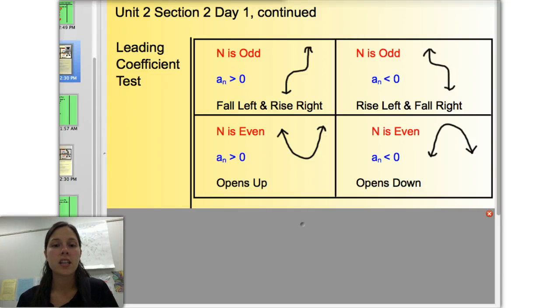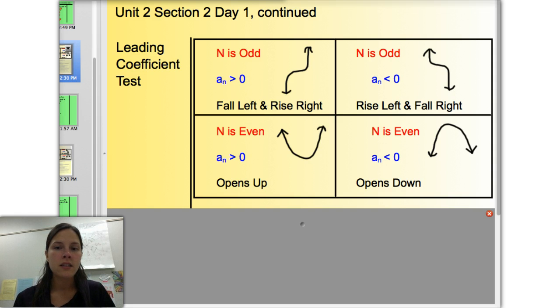In this video, we're going to take a look at what the leading coefficient does to the end behavior of the graph. So again, this is a slide from your vocab sheet, so you can either follow along on your vocab sheet and make extra notes or just listen as I give you some information.